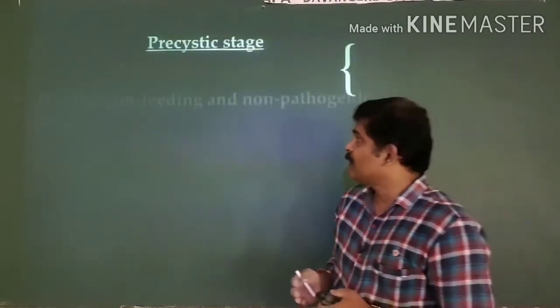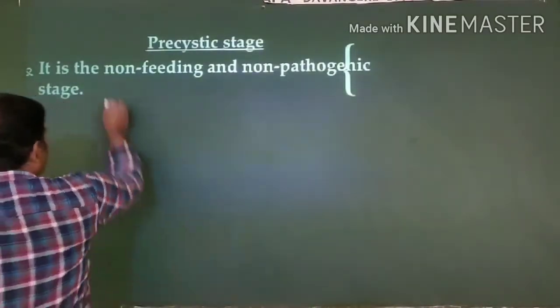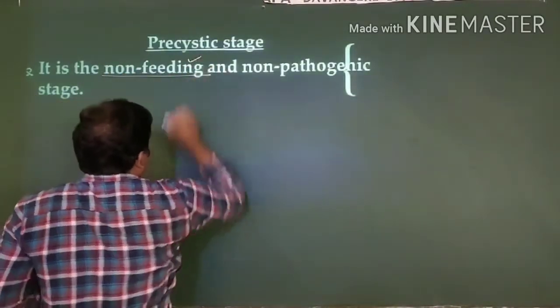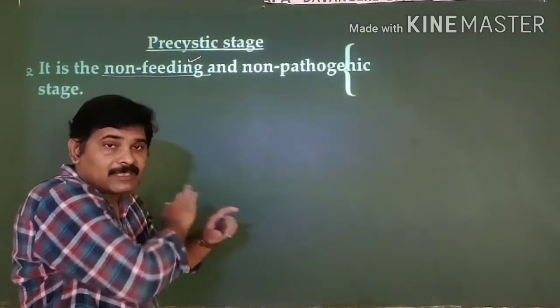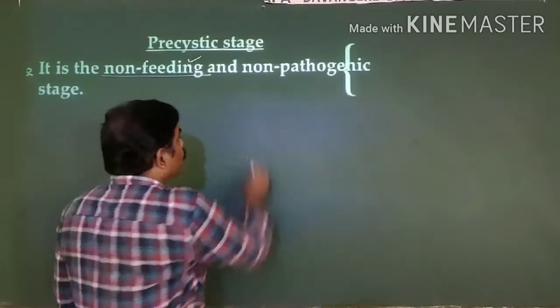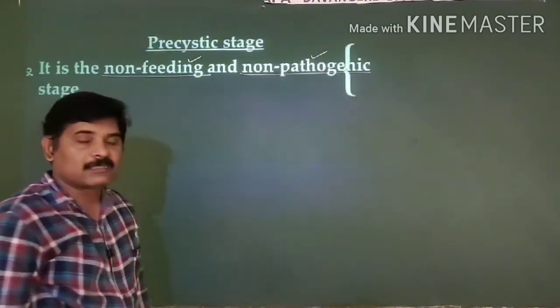Then what do all these mean? Actually, see this, it is non-feeding. This is a stage at which it doesn't feed on the host tissues. And this is a stage at which it doesn't cause the disease in the host. Hence we call it the non-pathogenic stage.